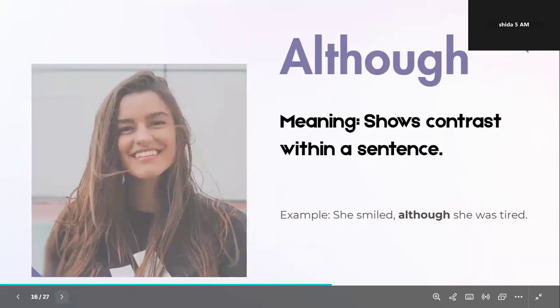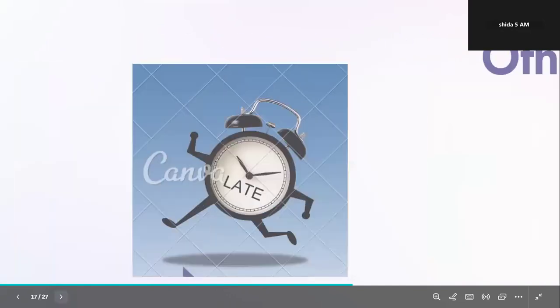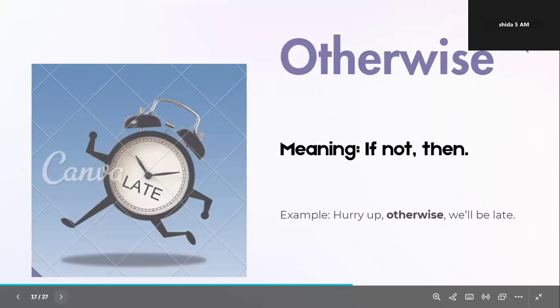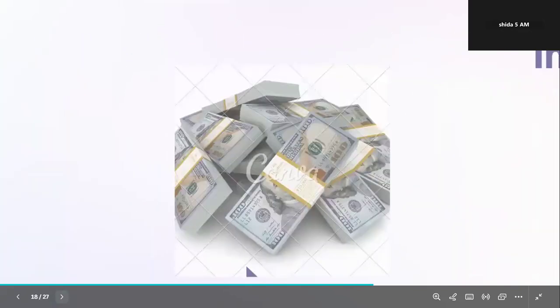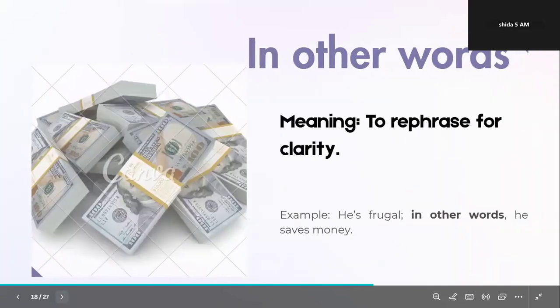Although shows contrast within a sentence. She smiled although she was tired. Otherwise, if not, then hurry up, otherwise we will be late. In other words, to rephrase for clarity, he's frugal. In other words, he saves money.